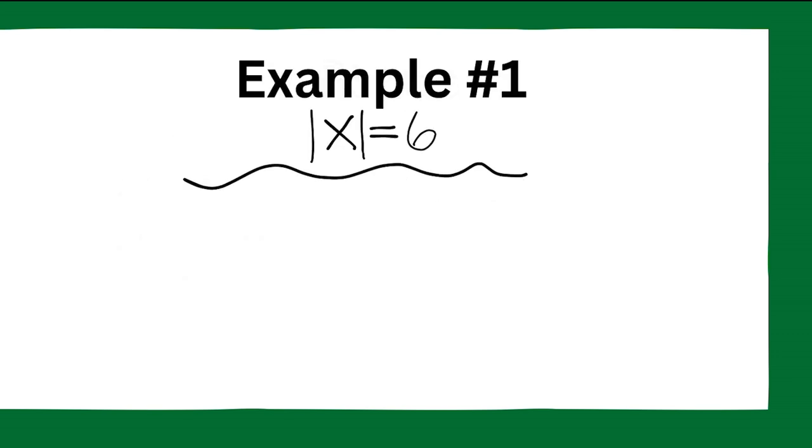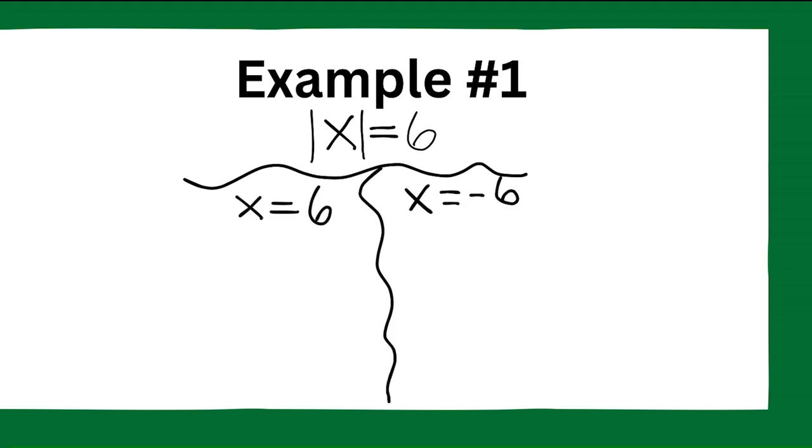Alright, so example number 1. I have |x| equals 6. So I'm going to set up my equations, one positive and one negative. So you might ask, how do you set up this negative equation? It's simple. You see that ending value of 6? You're just going to turn that into a negative. That's essentially how you set up your negative equation. The positive will just stay the same.